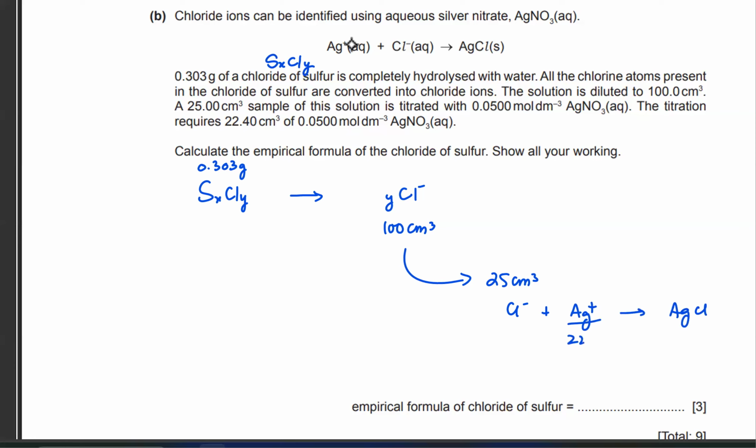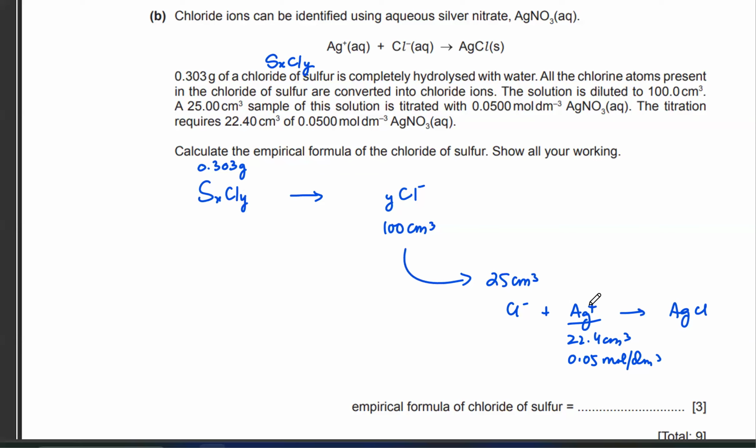Now he's told me how much silver nitrate reacts. That's 22.4 cm cube, and the concentration given is 0.05 mole per dm cube. So that's the whole process that's happening. Took an unknown chloride, converted it into Cl ions, diluted it into a 100 cm cube solution, then took 25 cm cube and reacted it with silver ions to form the precipitate. What is he asking? He's asking for the empirical formula of this thing.